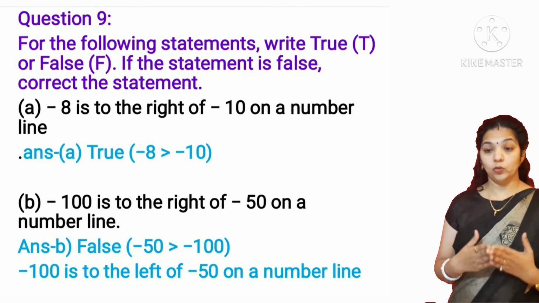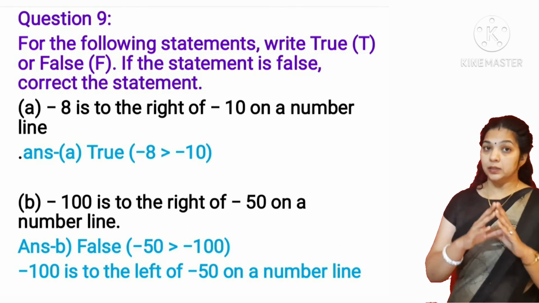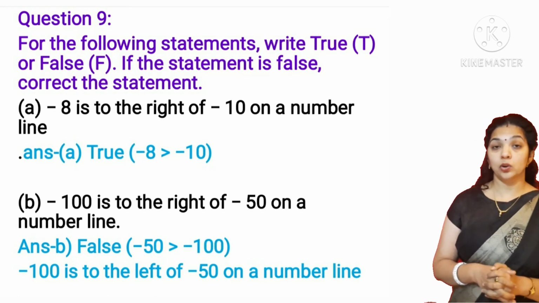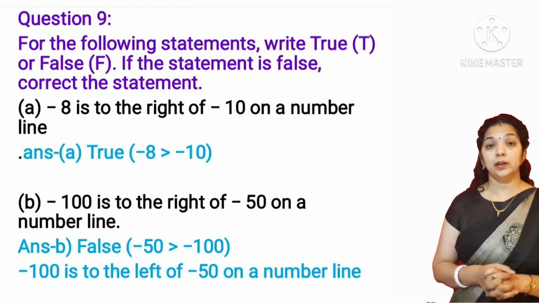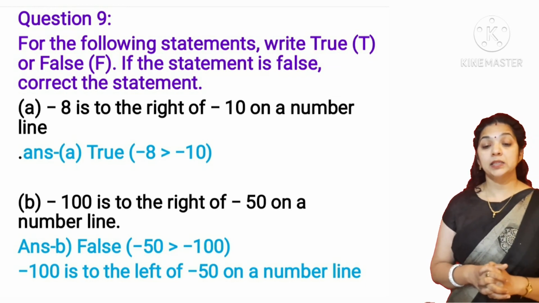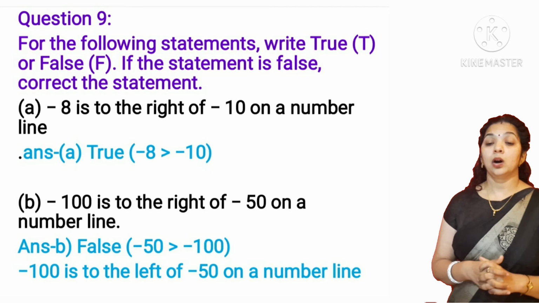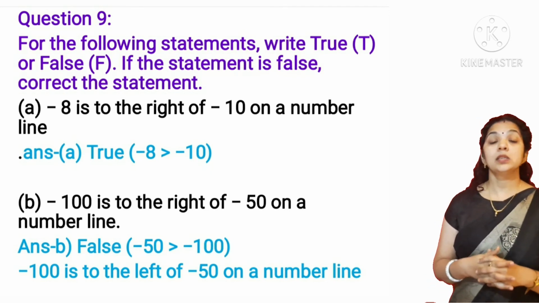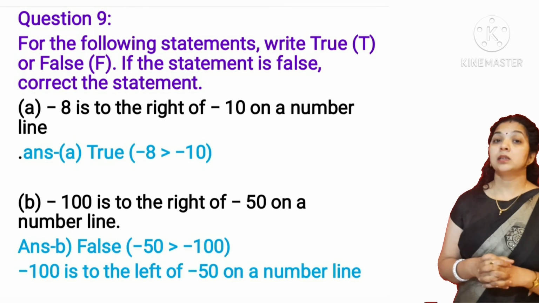Question number 9. For the following statements, write true or false. If the statement is false, correct the statement. Certain statements are given to you and you have to answer whether these are true or false. If they are false, then correct them. The first statement is minus 8 is to the right of minus 10 on the number line. True. Why? Because minus 8 is greater than minus 10.